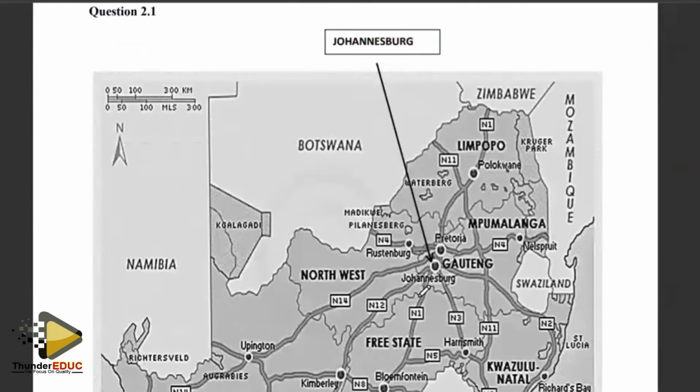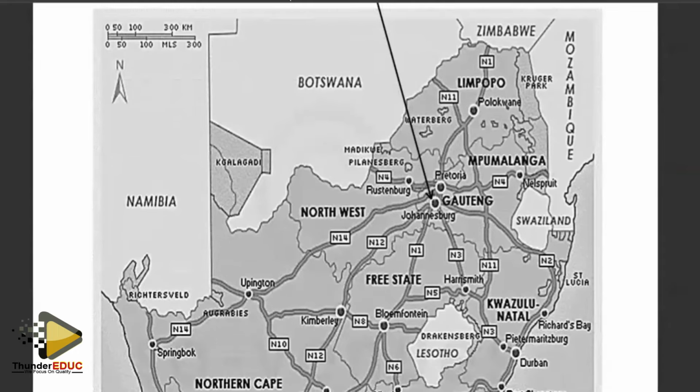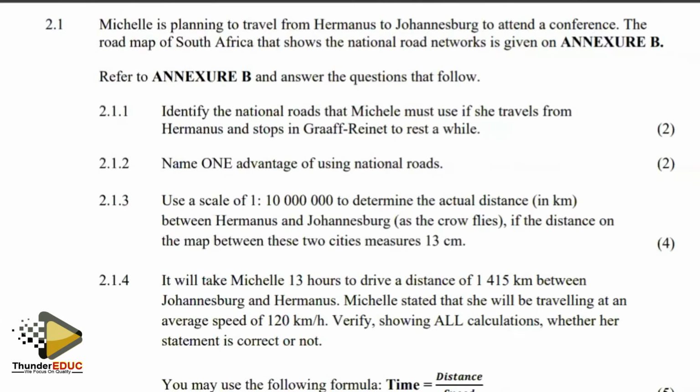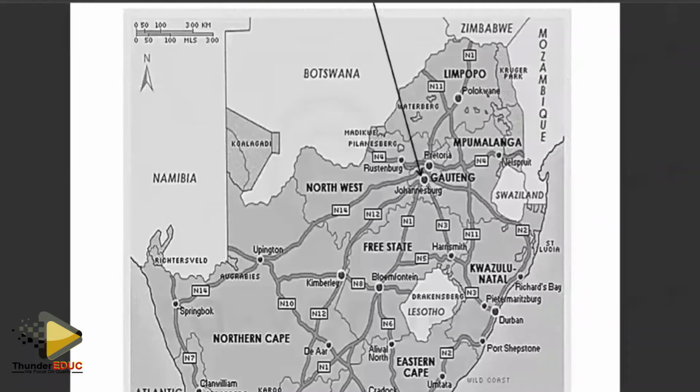Let's go to Annexure B. This is it. This is the map. Annexure B. Refer to Annexure B and answer the questions that follow. Identify the national roads that Michelle must use if she travels from Huntsman to Grafennet, where she stops to rest for a while. What roads is she going to take?